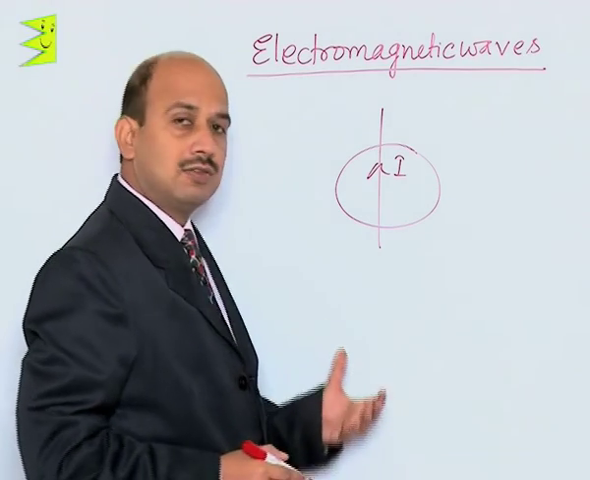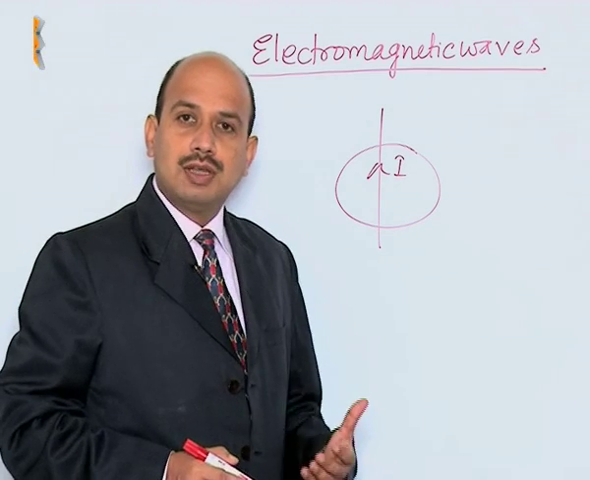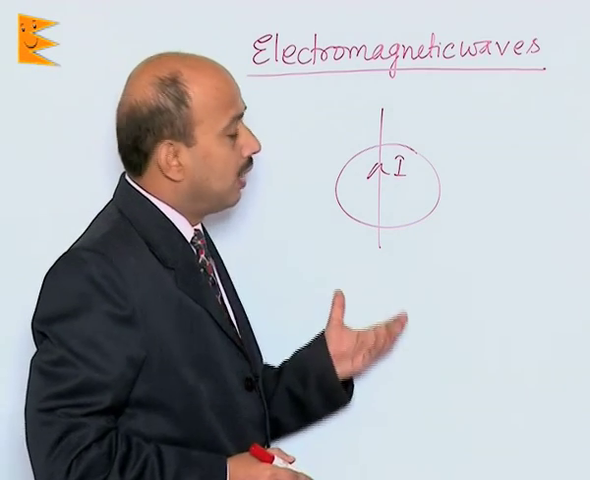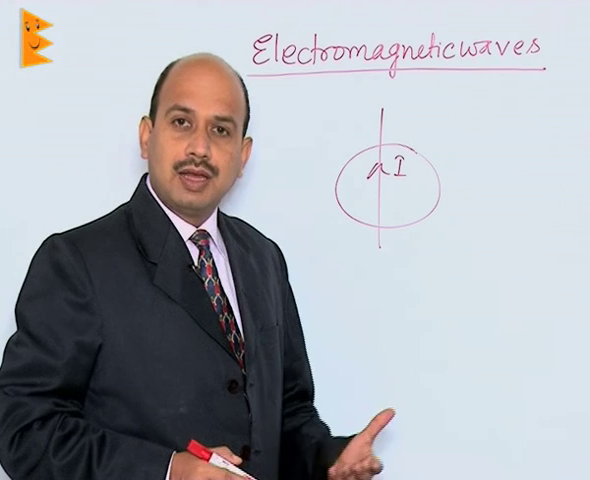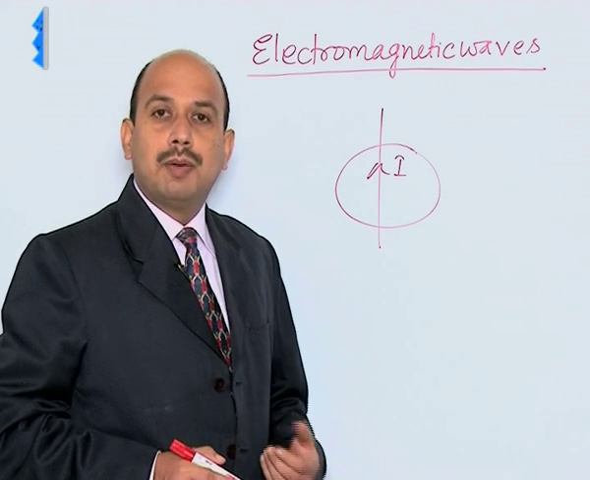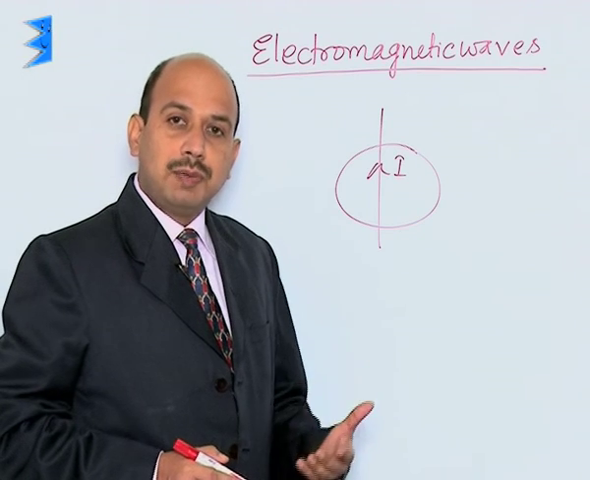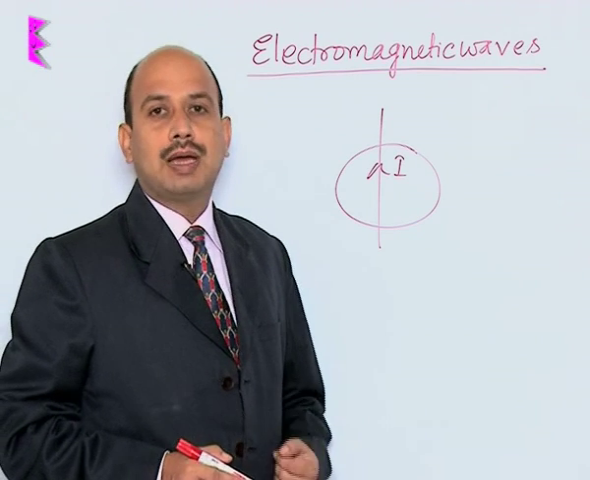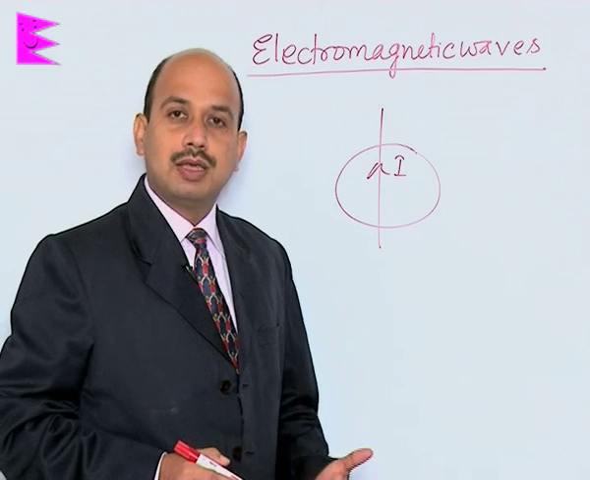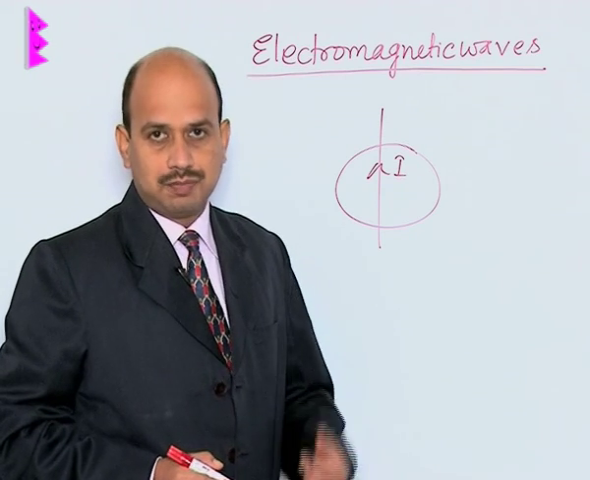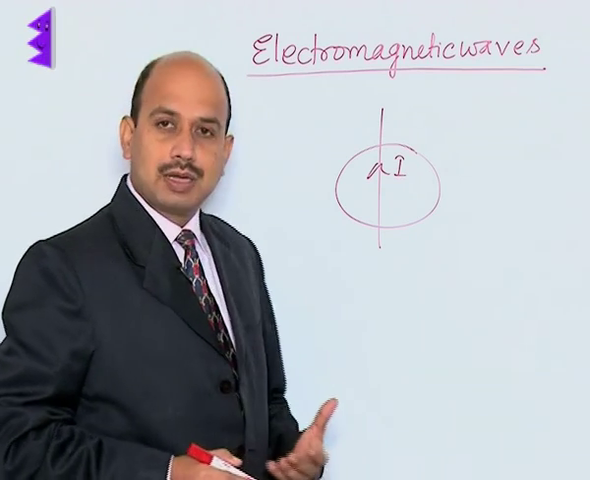Maxwell actually showed that for logical consistency, a varying electric field, or changing electric field, must produce a magnetic field, and this explains the production of electromagnetic waves like radio waves, gamma rays or visible light, etc. So these are about the electromagnetic waves.